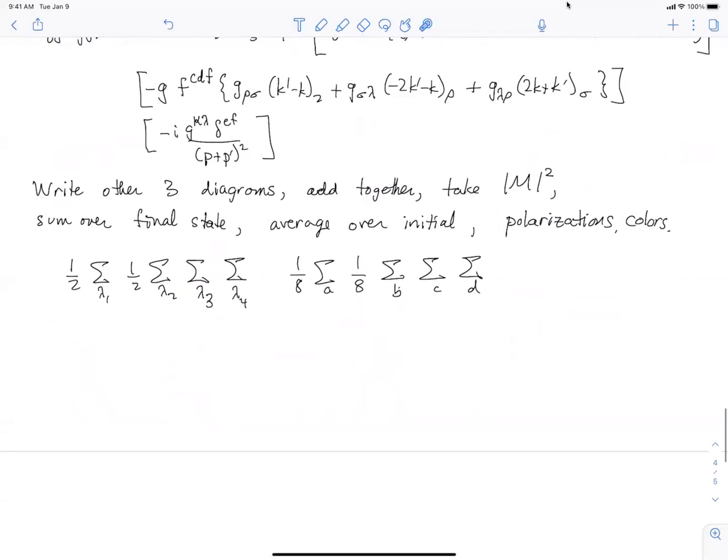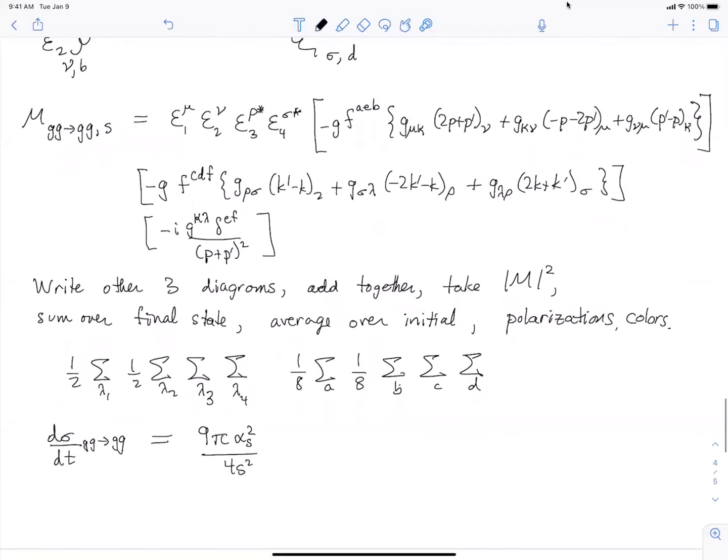And so let's skip. I just want to show you what the final answer looks like. The most interesting thing about the final answer is that it's so incredibly simple, considering how complicated all the steps are to get it. So you can write it down on one line pretty quickly. It's 9 pi alpha s squared over 4s squared. So let me just pause for a second to say where that comes from.